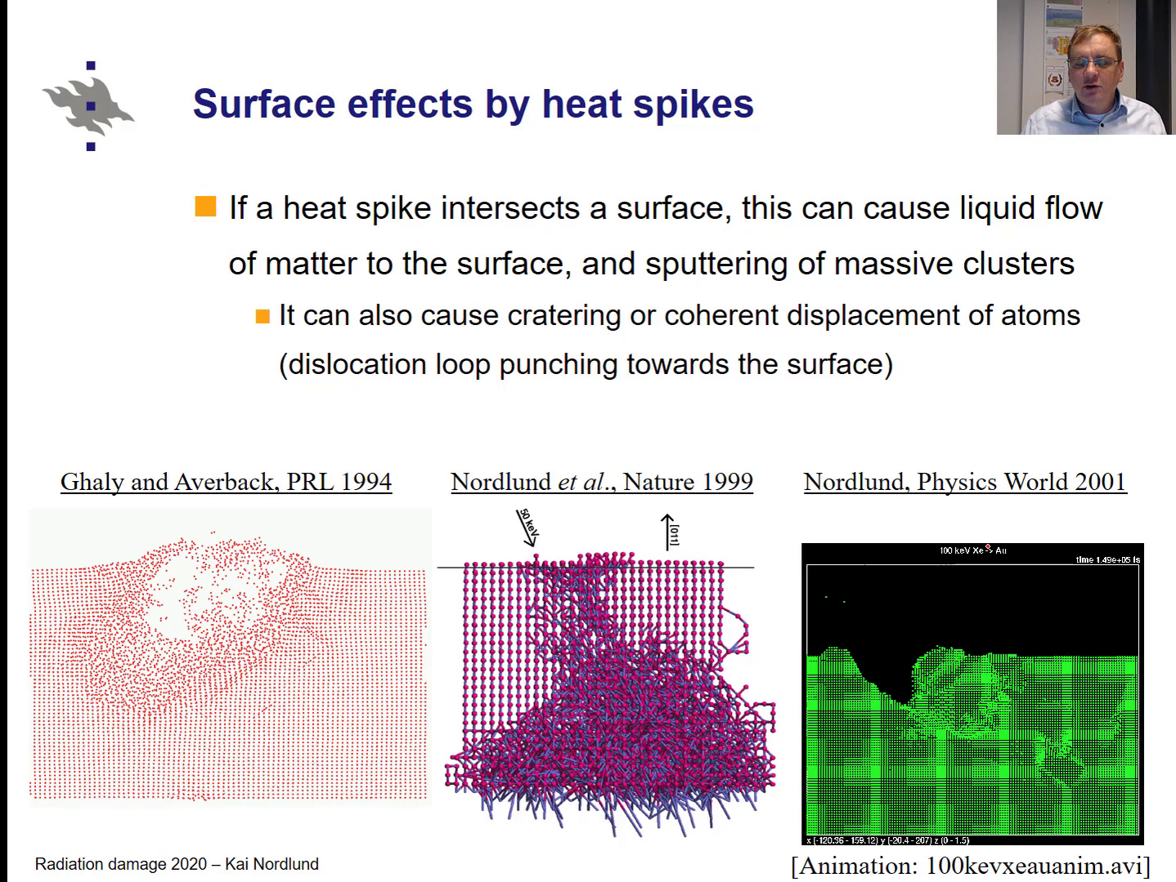The heat spike can also cause major surface effects which are much bigger than just the adatom production. For instance, in here you see, if you compare the original surface, that there is a large amount of atoms which have been displaced to the surface. Then one actually forms a crater on the surface due to this heat spike which flows around the crater.